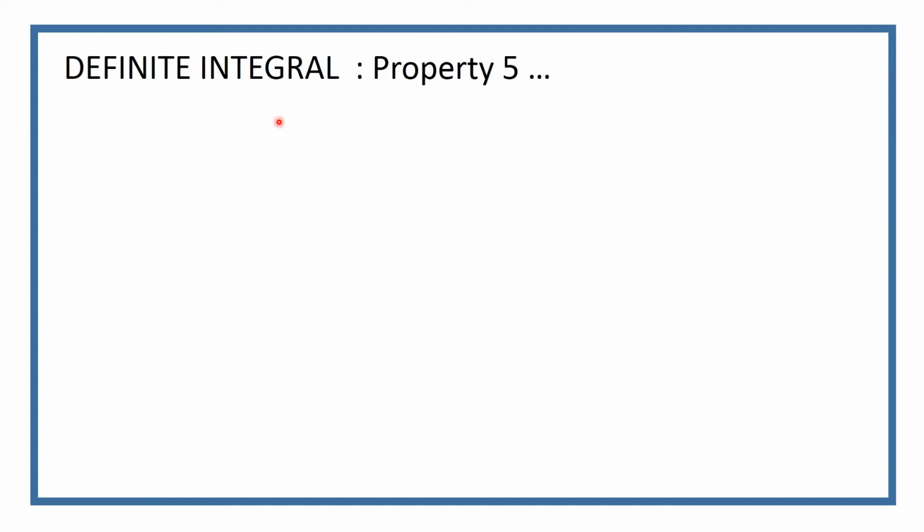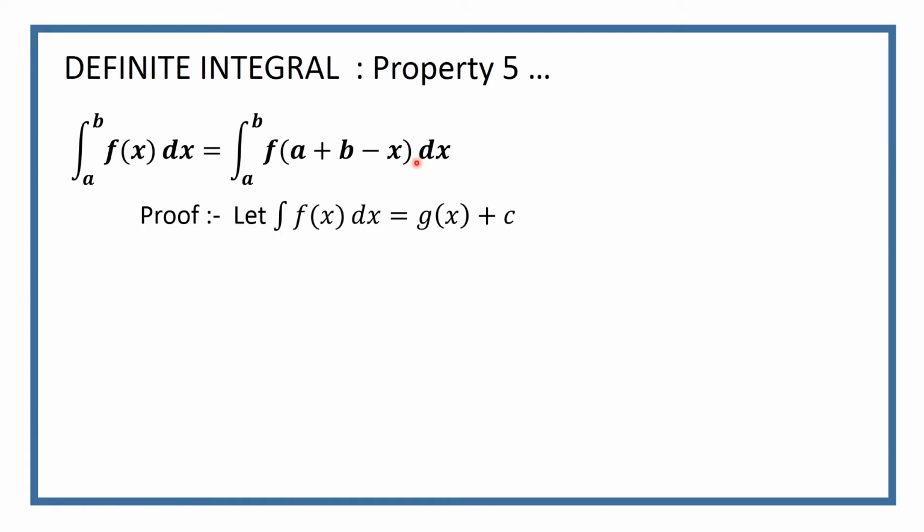Now the property number 5, integration a to b f of x dx equal to integration a to b f of a plus b minus x dx. Let's see how we can prove it. The proof is, let integration f of x dx equal to g of x plus c. So over here we'll consider RHS first. Our RHS is integration a to b f of a plus b minus x dx.